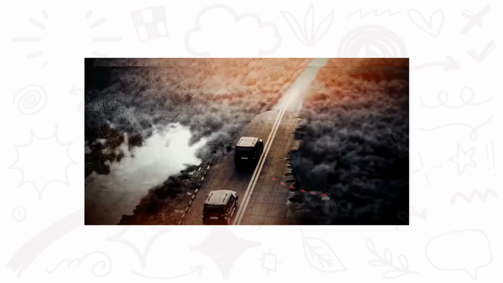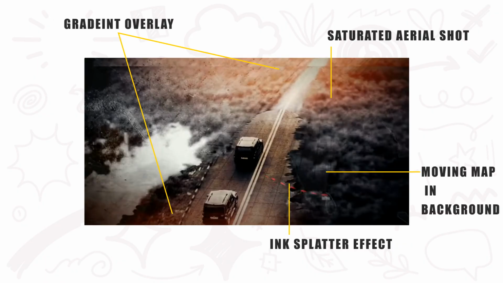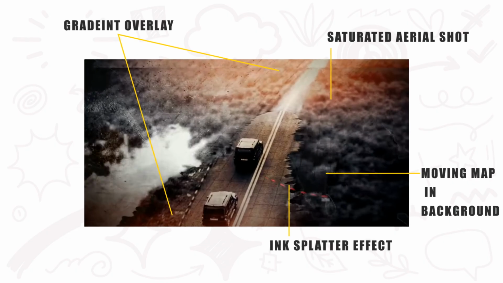First, I have split the intro into separate shots, and we will create it shot-wise. So, if you see there are 4 shots, let's take first shot and understand its composition. So, this shot has a saturated aerial shot. On top of it, there is an ink splatter effect of the same shot. Then, there is a color gradient on 2 diagonally opposite corners. A moving map footage in the background. The overall feel of the trailer is grungy, and a wiggle effect is applied throughout the trailer.